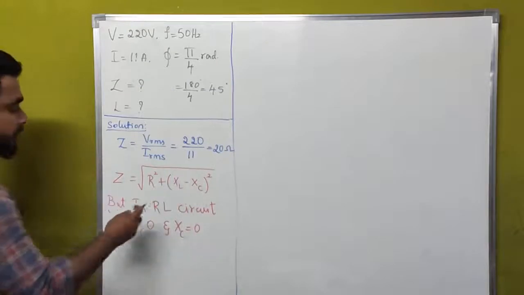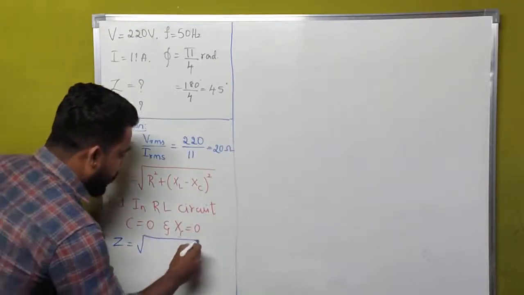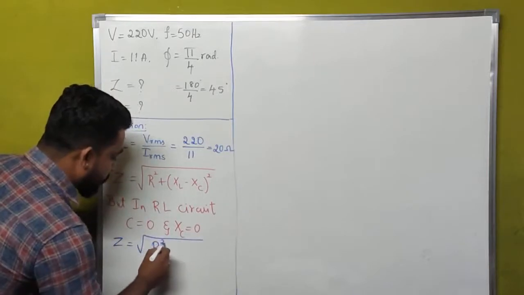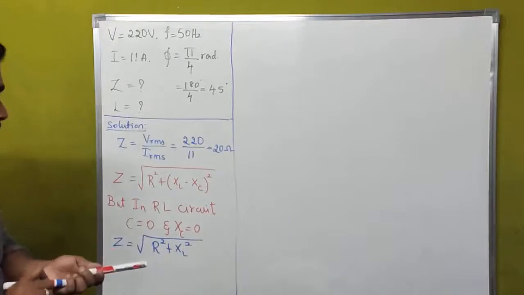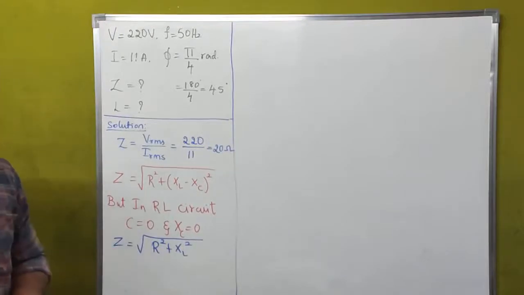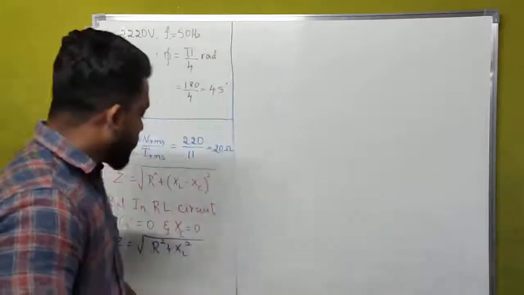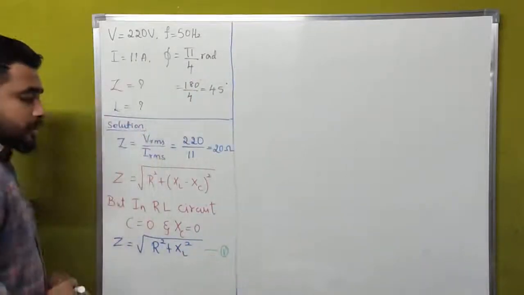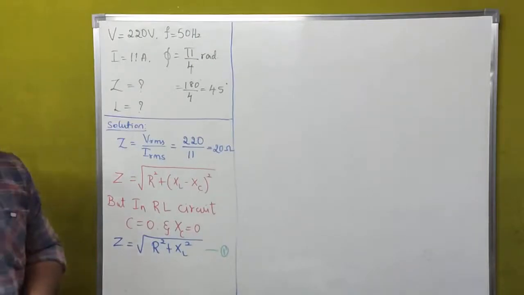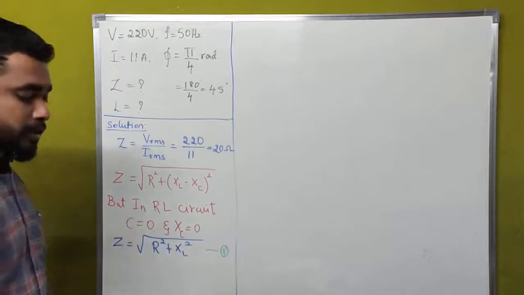Then what will be our expression? Z is equal to square root of R square plus XL square. This is our modified expression for Z. Let us assume this as equation 1. Z is equal to square root of R square plus XL square is expression 1.